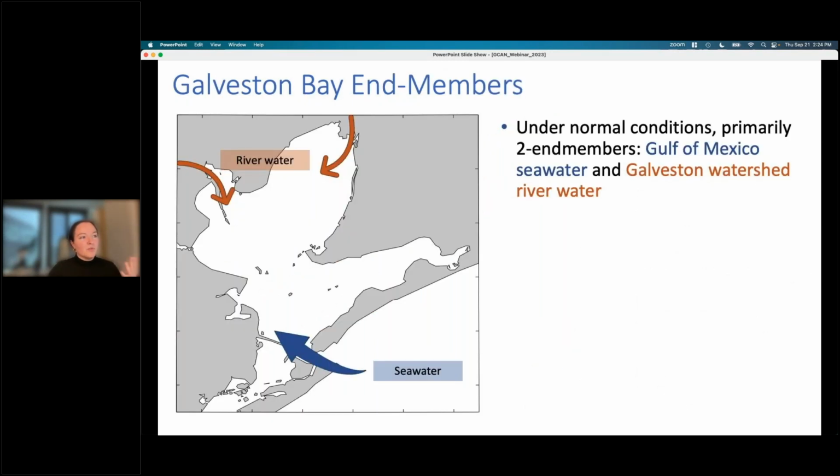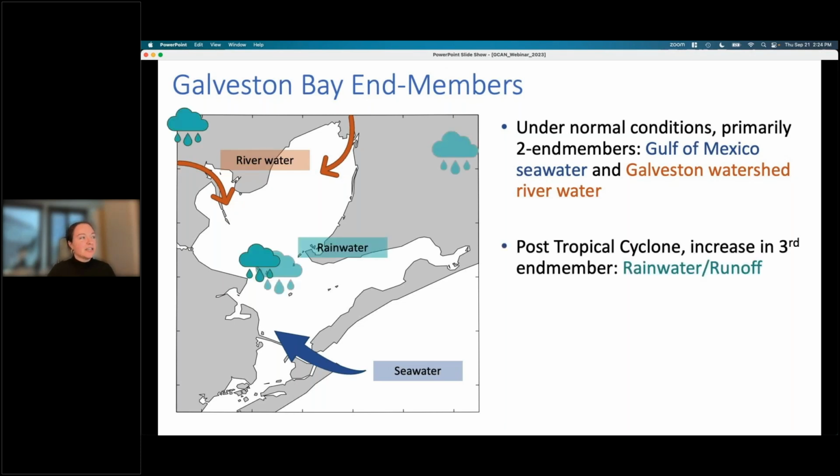The reason why we saw such a dramatic shift in that end member value is likely due to the end member contributors. Under normal conditions, Galveston Bay can be considered to have 2 primary end members: Gulf of Mexico seawater, shown in blue, which enters through that channel of boulevard roads, as well as incoming river water from the Galveston watershed region, indicated by the brown arrows here. However, after Hurricane Harvey, we have the addition of a 3rd end member, and this is what we're going to call rainwater or runoff.